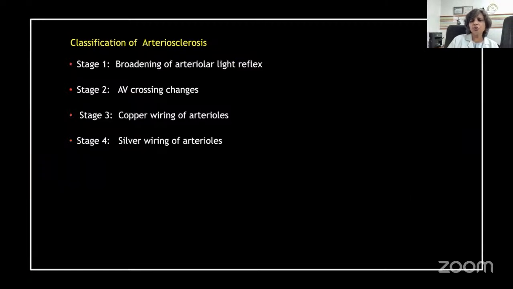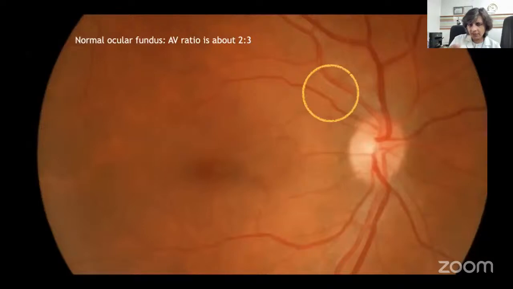But when it becomes chronic and sclerotic, then it is called classification of arteriosclerosis, which is stage 1, broadening of the arteriolar light reflex. 2 is AV crossing changes. 3 is copper wiring of the arterioles because of the increased light reflex. And stage 4 is even more severe changes, which is silver wiring. So these are just some examples.